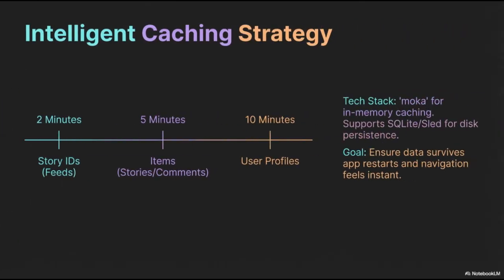Our intelligent caching strategy is designed to strike a precise balance between data freshness and high-performance navigation. We have implemented a tiered time-to-live approach based on the volatility of different data types. For feeds, where updates are frequent, we cache story IDs for 2 minutes. Individual items, such as stories and comments, are held for 5 minutes, while relatively static user profiles are cached for 10 minutes. To power this, our tech stack utilizes Moka for efficient in-memory caching, supplemented by SQLite or Sled to provide disk persistence. This architecture ensures that critical data survives application restarts, directly supporting our goal of making the user experience feel instant and seamless.